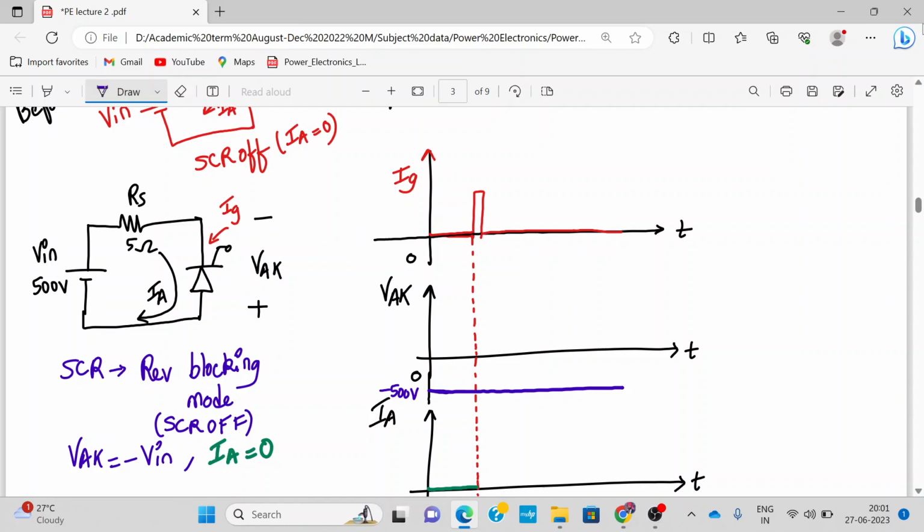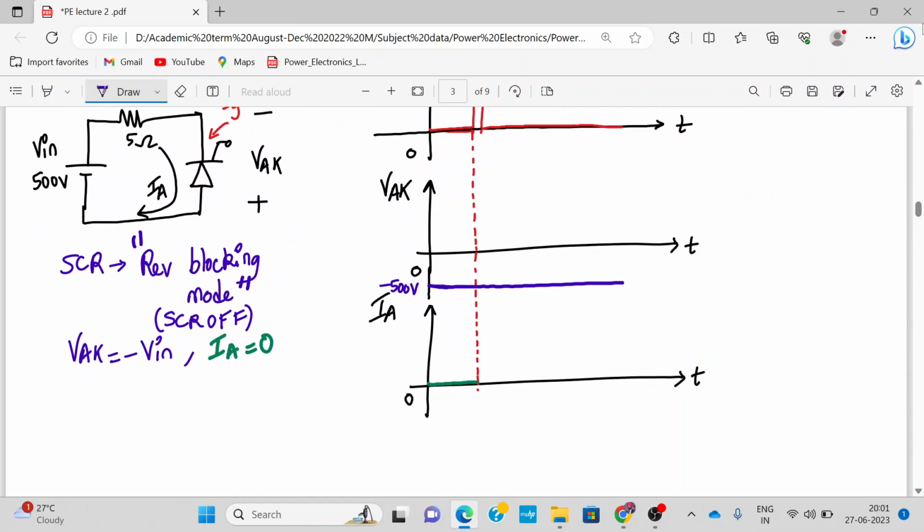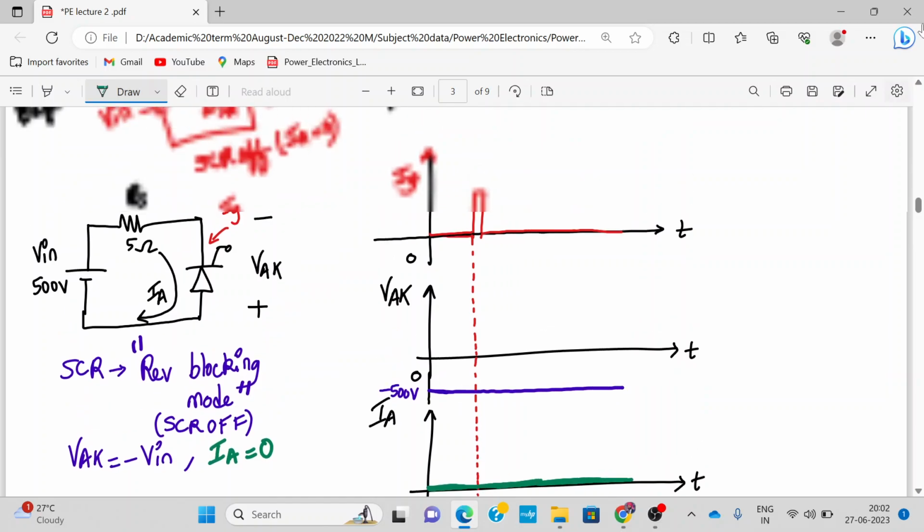Alright, and why is this happening? Because SCR is in the reverse blocking mode. Until the mode of the SCR changes, the behavior won't change. It will remain at minus 500 volt. Similarly, since the SCR is off, the current won't flow and the anode current will remain at 0. So this will remain at 0 amperes only. So this is the graph. These are the plots of VAK and IA versus time. I hope this is clear.